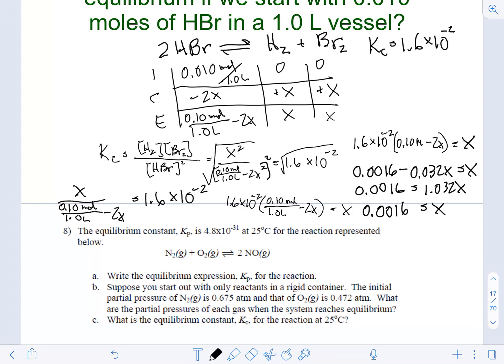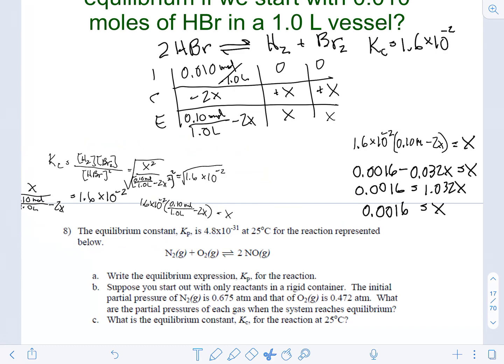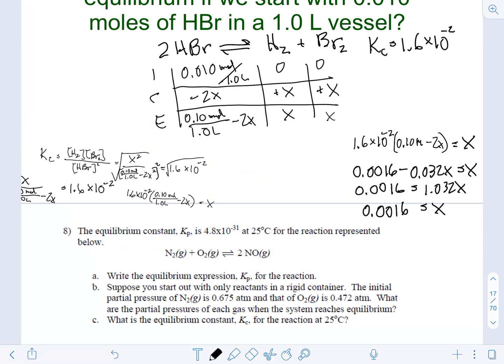Okay. Now this is just the concentration of x. Now I'm running out of room here, guys. Sorry about that. I'm going to have to make this even smaller. So what does this mean? That means H2 concentration is equal to Br2 concentration because they're both x, which is equal to 0.0016 molarity.